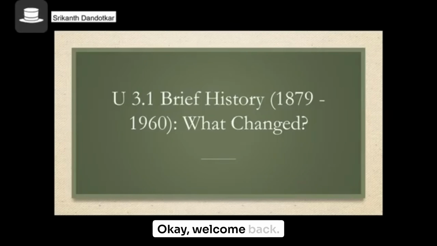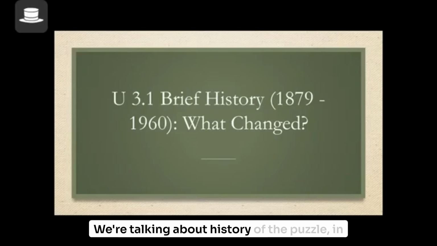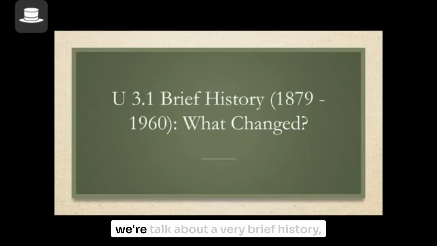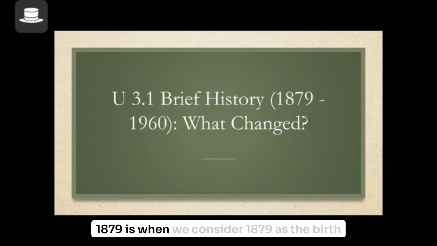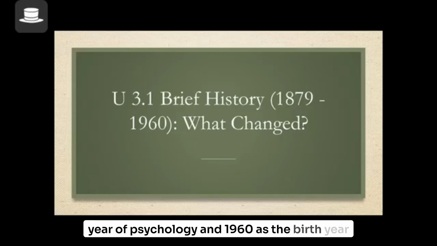Okay, welcome back. We are in Unit 3, and we're talking about history of the puzzle. In other words, history of cognitive psychology. In this particular part, which is Unit 3.1, we're going to talk about a very brief history: 1879 to 1960. We consider 1879 as the birth year of psychology and 1960 as the birth year of cognitive psychology.